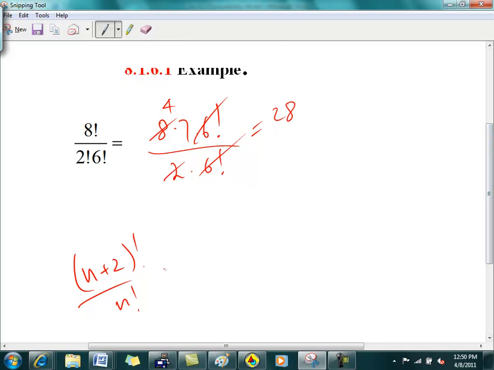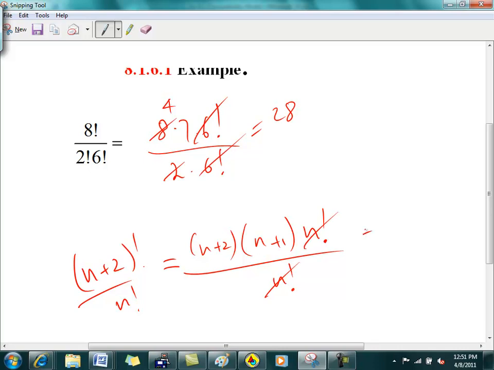So we're going to use the same technique to do this other problem. Okay, there are no numbers there, it's all algebra. So I'm going to go n plus 2. I'm going to reduce it by 1. What do I get? n plus 1. I'm going to reduce it by 1. And I'm going to stop there because I have an n factorial downstairs. So that cancels, and this gives me n squared plus 3n plus 2.